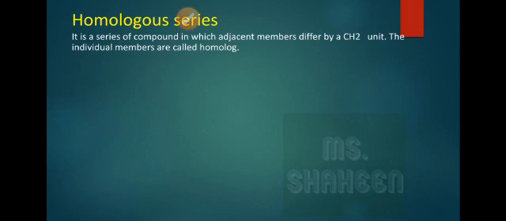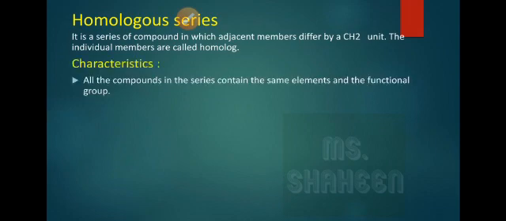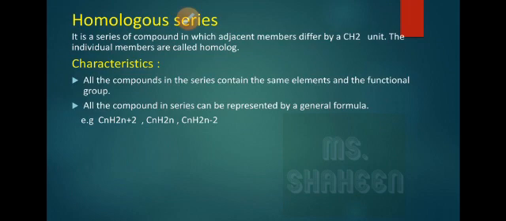What is a homologous series? It is a series of compounds in which adjacent members differ by a CH2 unit, which is also known as a methylene group. The individual members are called homologs. Characteristics: all the compounds in the series contain the same elements and the same functional group. All the compounds in the series can be represented by a general formula.